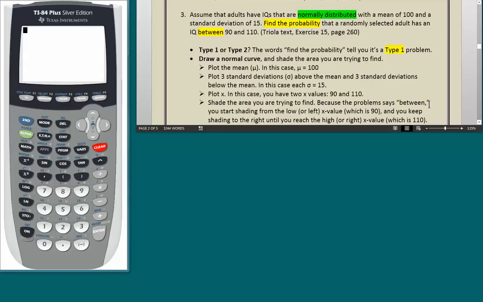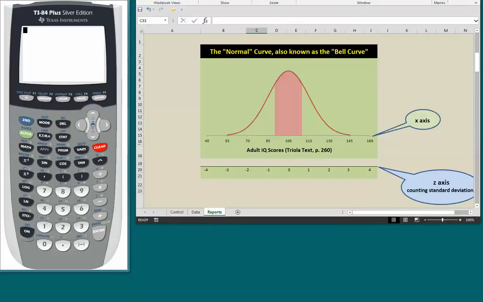Because the problem says between, you start shading from the low or left x value, which is 90, and you keep shading to the right until you reach the high or right x value, which is 110. So here you see what that looks like. We plotted this point right here, which is 90. We plotted this point right here, which is 110, and we shaded in between those 2 points. So it's going to be very clear that the 90 is the low boundary of the shaded area, and the 110 is the high boundary of the shaded area, and those are the values we're going to be putting into the calculator.